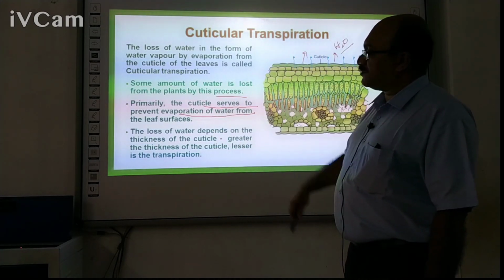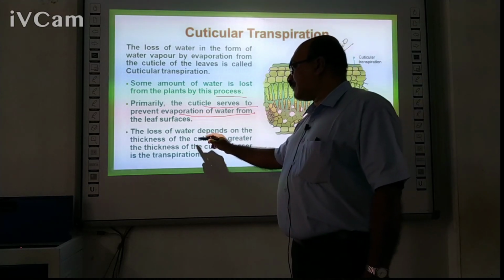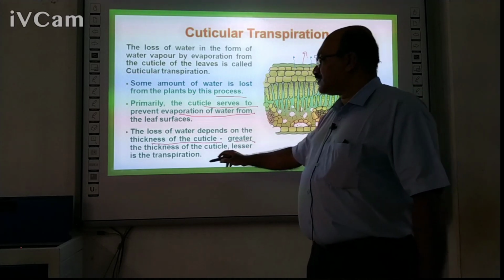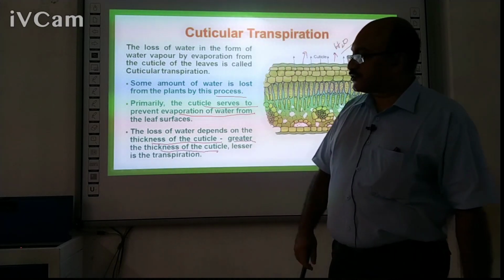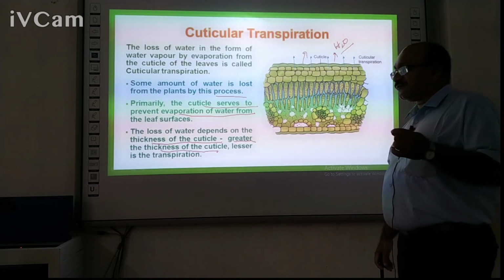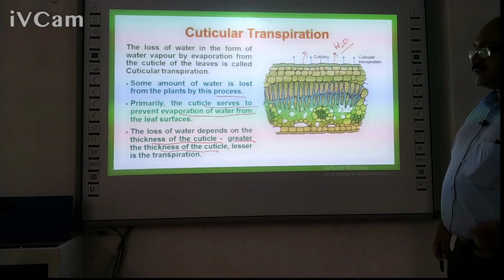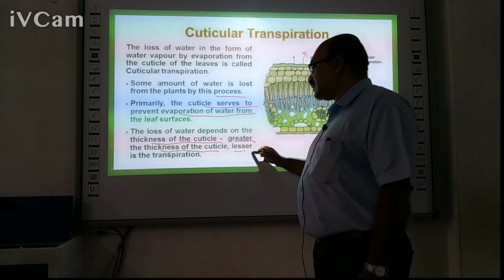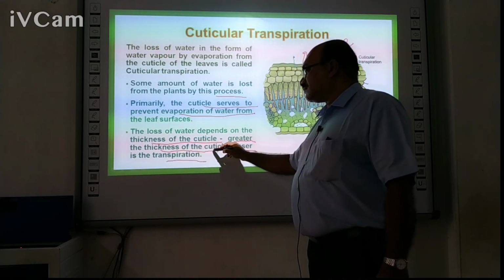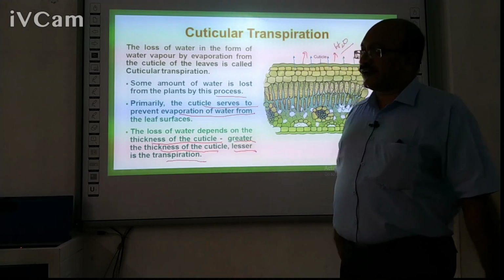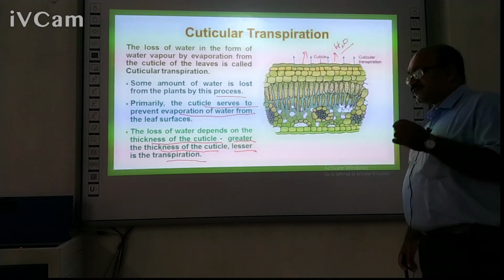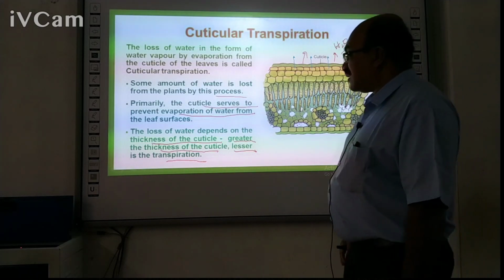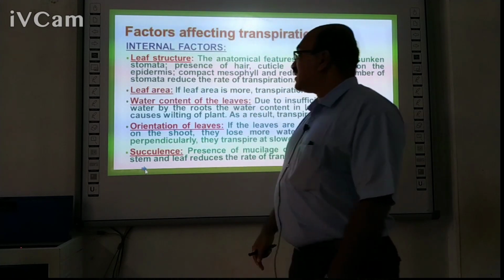That is why we call it cuticular transpiration, and it depends upon the thickness of the cuticle. The greater the thickness of the cuticle, like in the banyan tree, whose leaves have a very thick cuticle, the more it prevents loss of water. So there will be lesser transpiration. The thicker the cuticle, the lesser the rate of transpiration. If there is a thin cuticle, the rate of transpiration will be higher. So we have seen the three types of transpiration.